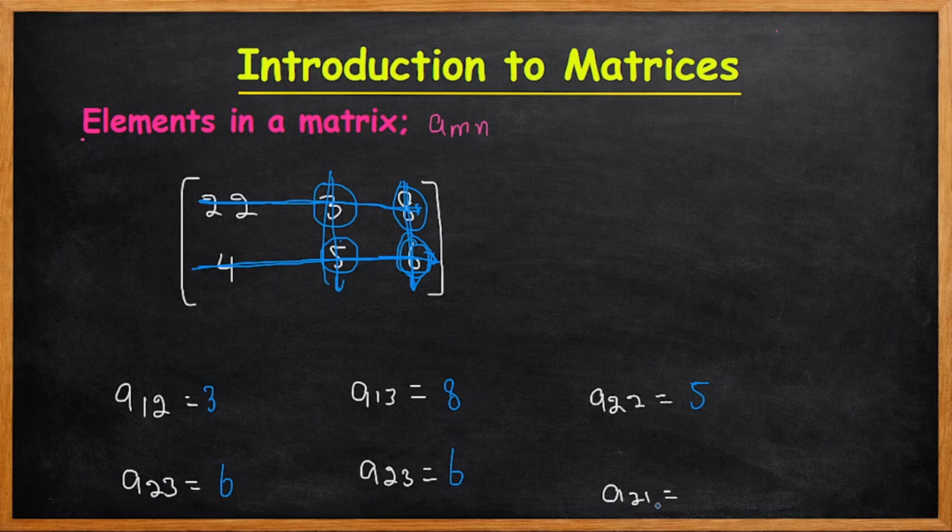A sub 2 1 is equal to second row and first column. So our element is 4.